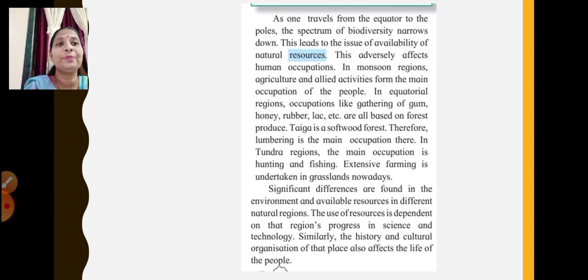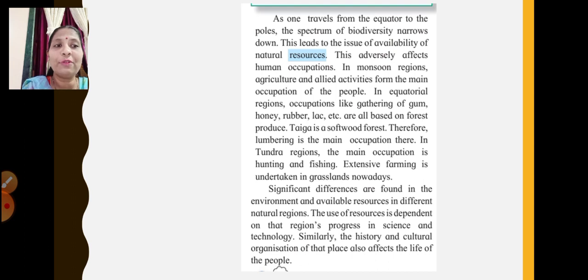Fine, going ahead. As one travels from the equator to the poles, the spectrum of biodiversity narrows down. This leads to the issue of availability of natural resources. This adversely affects human occupation. In monsoon regions, agriculture and allied activities form the main occupation of the people. In equatorial regions, occupations like gathering of gum, honey, rubber, lac, etc., are all based on forest produce.